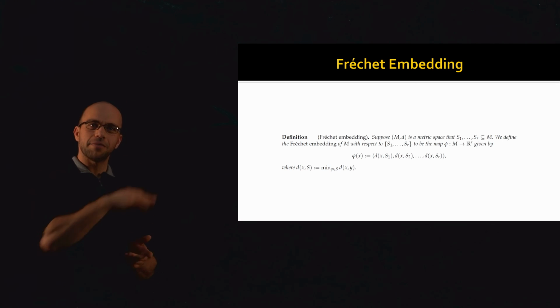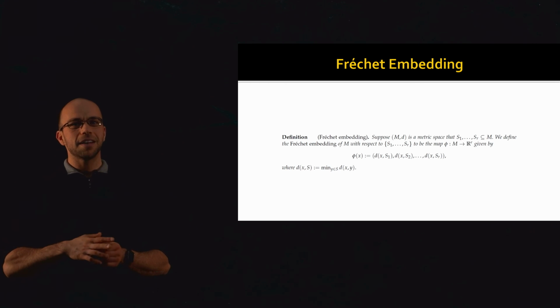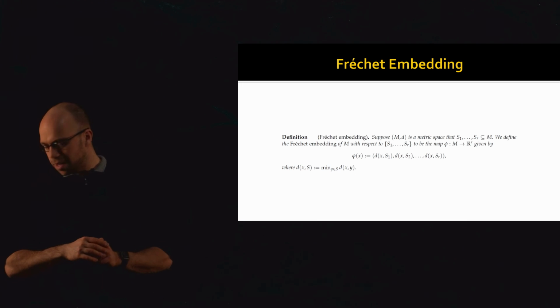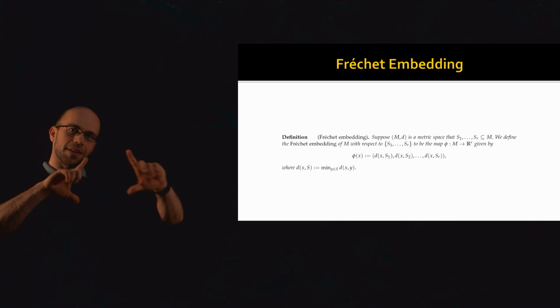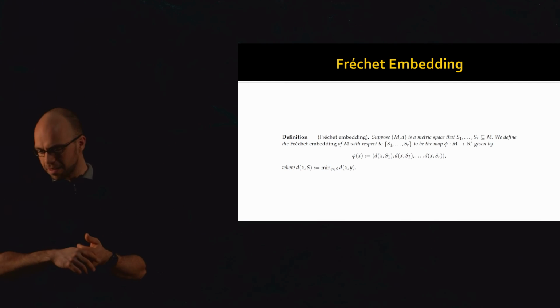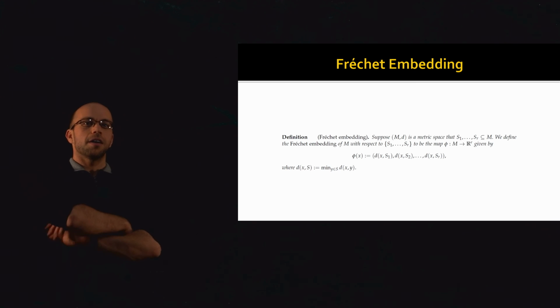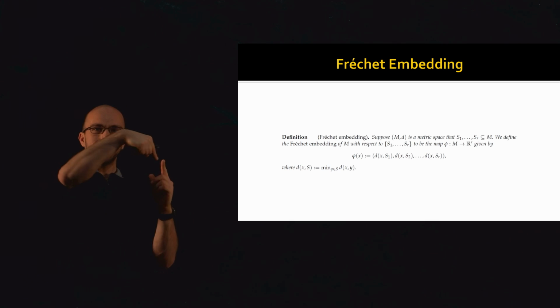So more generally, if I have a metric space (M, d), then one thing that I can do is take a series of subsets like S1 to SR here, which are subsets of M. So we can define the Fréchet embedding to be a vector of distances to subsets. So for example, in our proof of that L infinity fact, we had a different subset for each point.